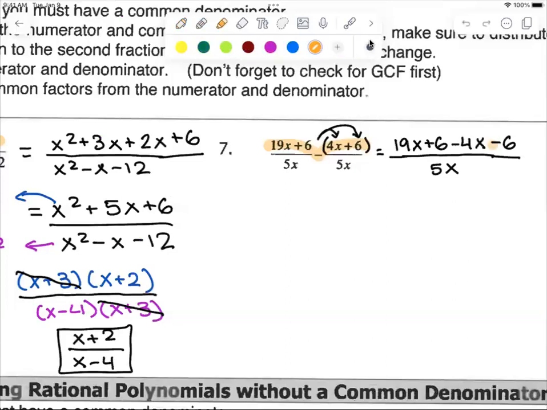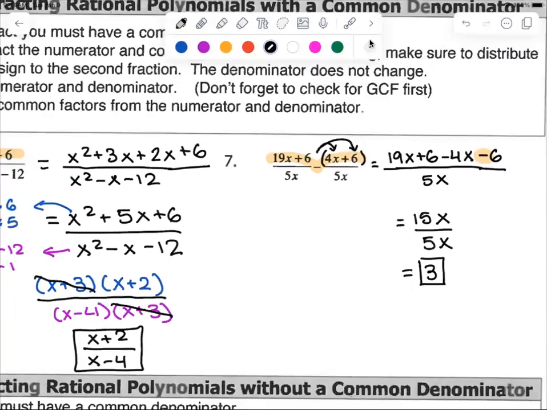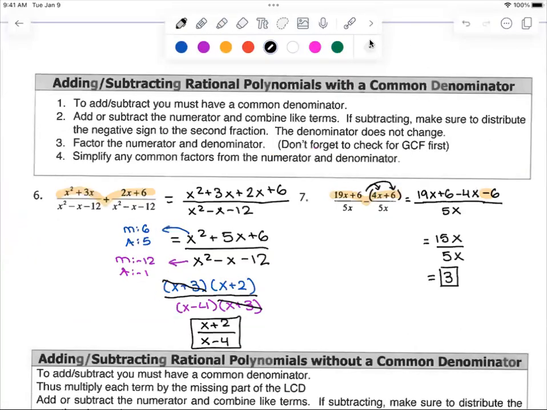Okay. So when we go ahead and simplify, we're going to have like terms. 19x minus 4x is simply 15x. 6 minus 6 is 0, so that's gone. So we really just have 15x over 5x. 15 over 5 is 3. x over x cancels. It's simply a 3. We didn't even have to factor in this problem because it just simplified so nicely.